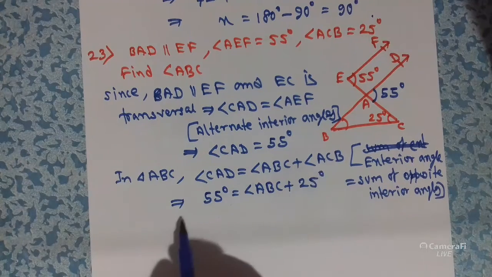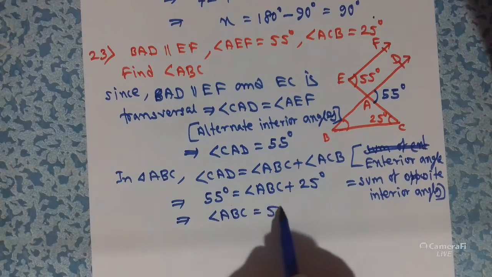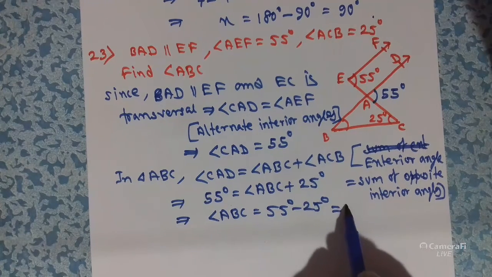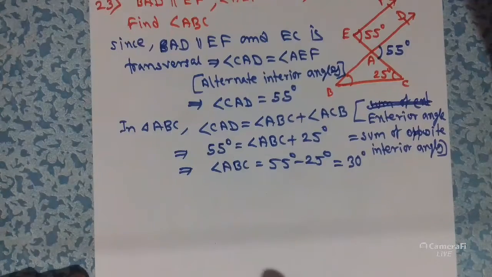is 25 degree. So this implies angle ABC is equals to 55 minus 25, so is equals to 30 degree. So therefore the value of angle ABC is 30 degree. Okay students. Next is problem 24.